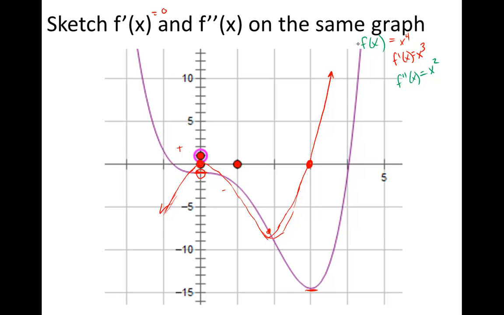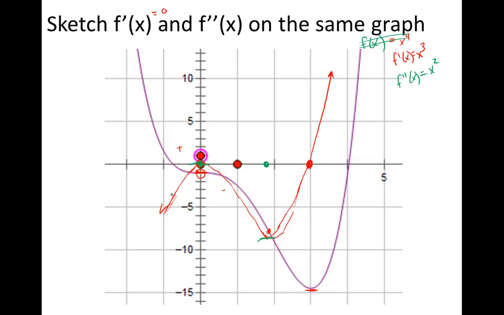I'm going to ignore the original graph for just a minute. I'm just going to look at the derivative graph. So I'm looking at my red graph. The second derivative is the derivative of that. So if I consider the red graph to be my original function, then I've got a stationary point here, and I've got a stationary point down there. So those should be the x-intercepts for my second derivative graph.